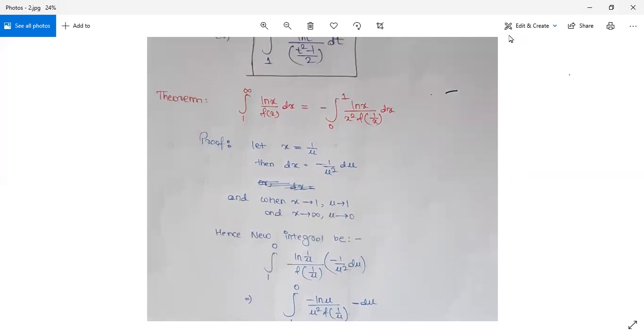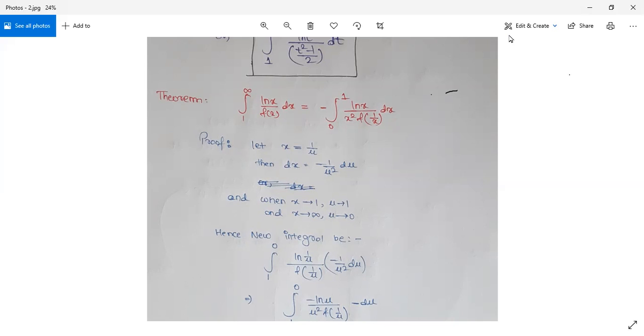So now, as x is approaching 1, u will also be approaching 1, because you can simply put x as 1 and find the value of u. It will also be 1. And when x is approaching infinity, then u will be approaching 1 divided by infinity, which is actually 0.